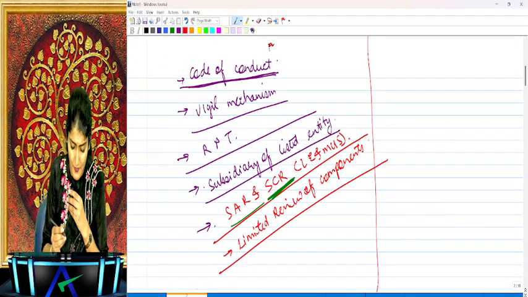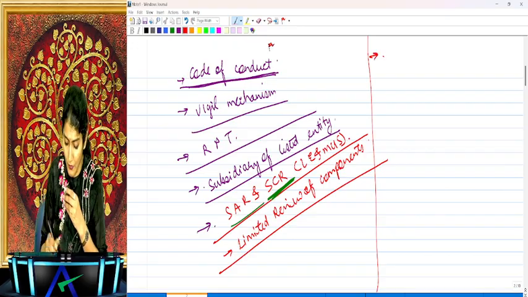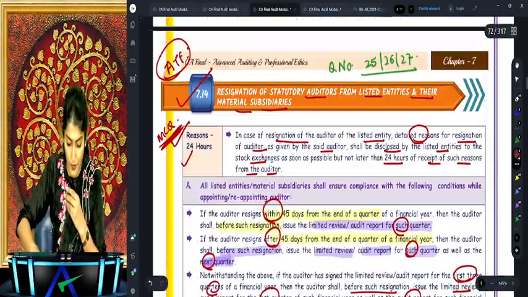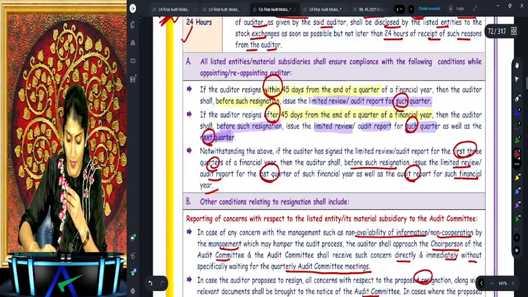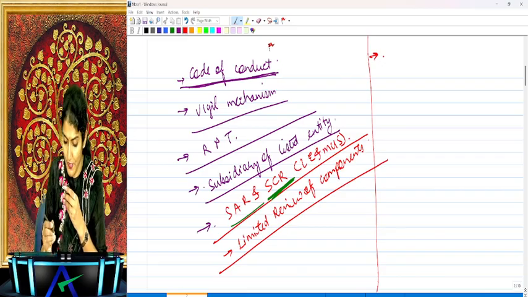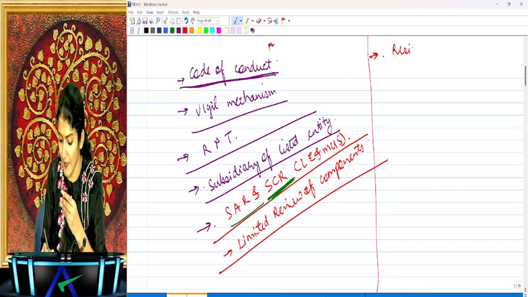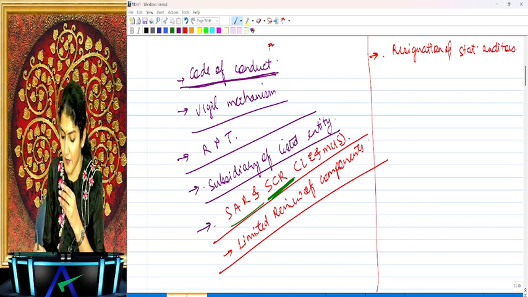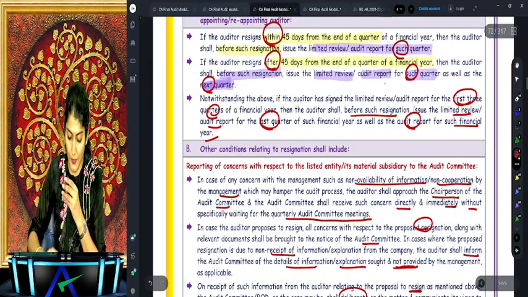Right, so what list we are preparing over here? Limited review of the components. After the limited review of the components, what are the other points which we saw over there? The resignation of the statutory auditors, right? So what was the next point which we saw over there, which was regarding the resignation of the statutory auditors? Is it right? Within 45 days, after 45 days, right?